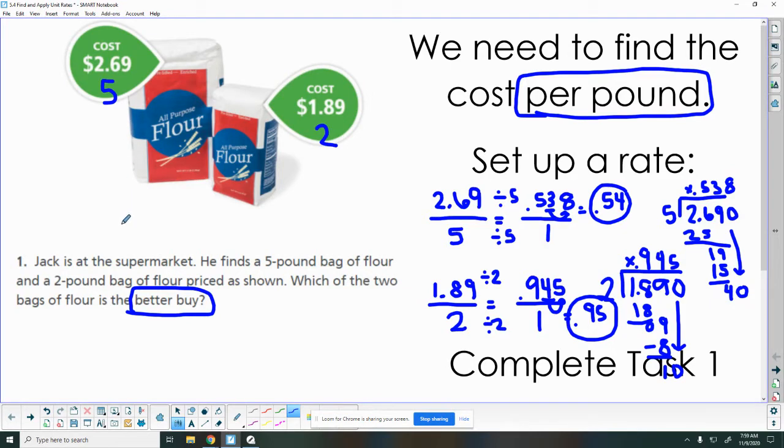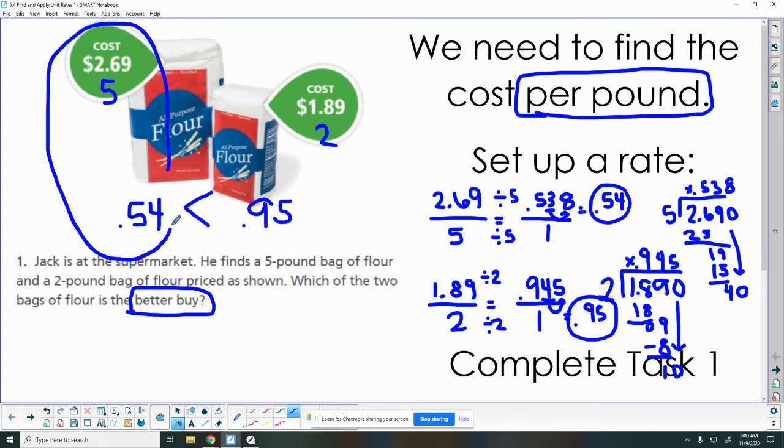So now I can look at this. I know my 5-pound bag cost 54 cents every time I bought a pound. And my 2-pound bag cost 95 cents every time I bought a pound. So yes, if you buy a 2-pound bag, you will not spend as much money, but you're spending almost twice as much to get the same amount. So I'm saying that 54 cents is less. So I'm saying that it's a better deal to buy the 5-pound bag.